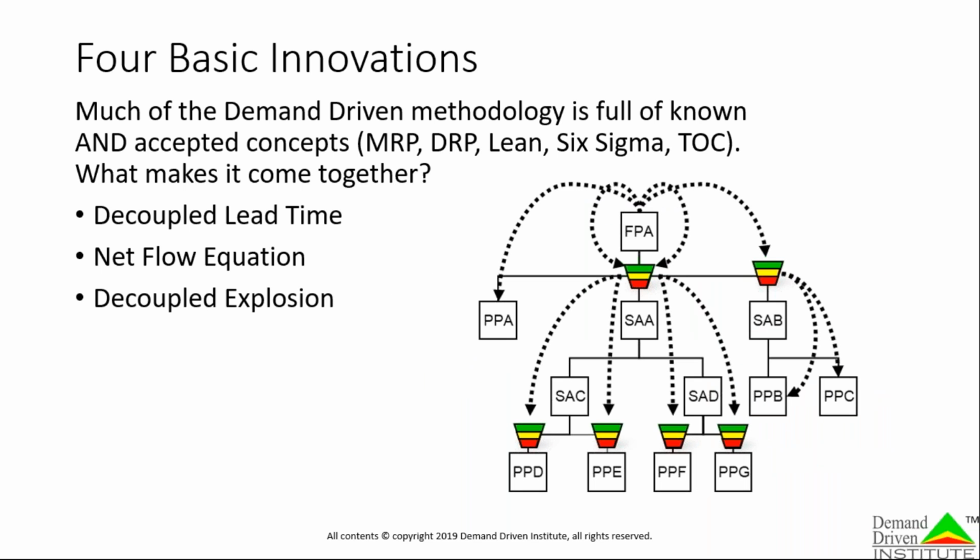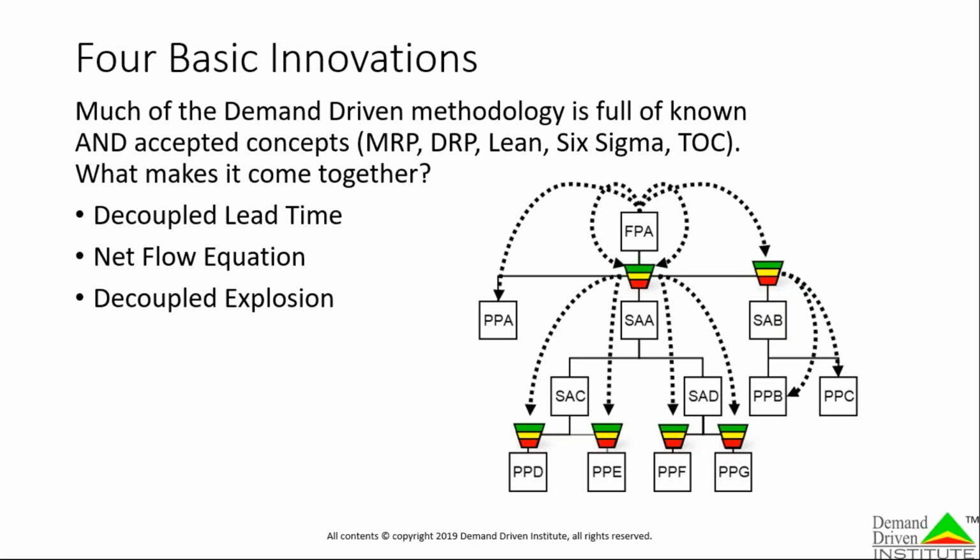The next basic innovation is something we call decoupled explosion. Okay, now I told you about placing the decoupling points and what impact it has for lead time. I then told you about the net flow equation. That's how we basically determine requirements against a decoupling point. Now we get to how the decoupling points relate to each other. And this is what we call our decoupled explosion.